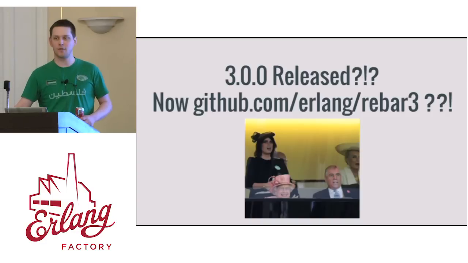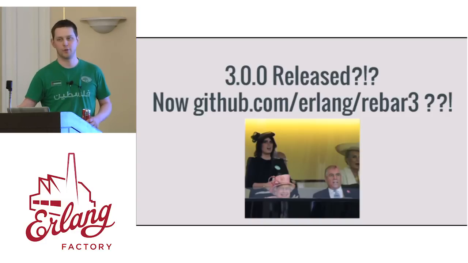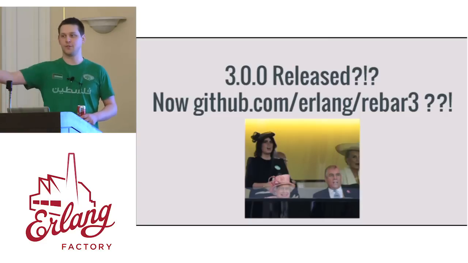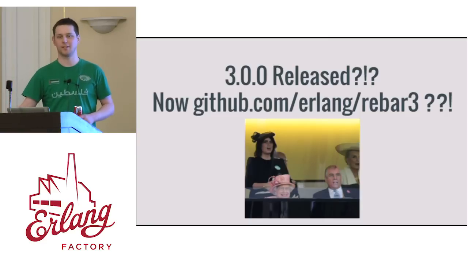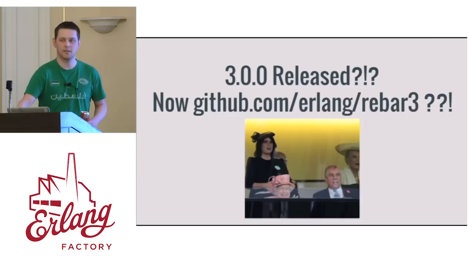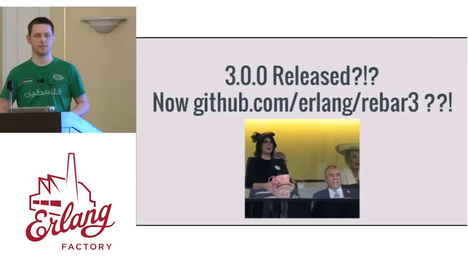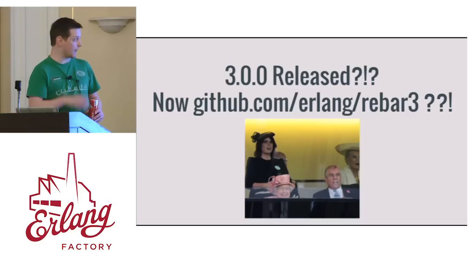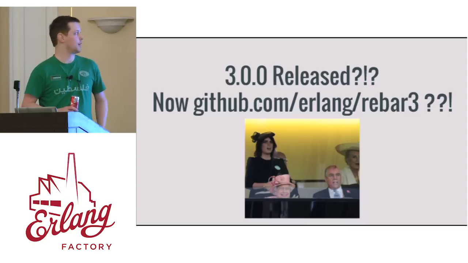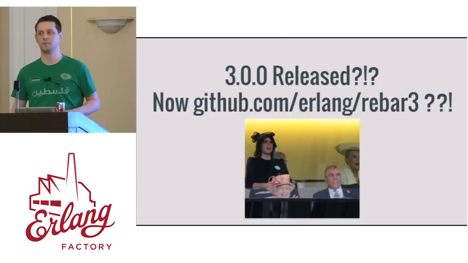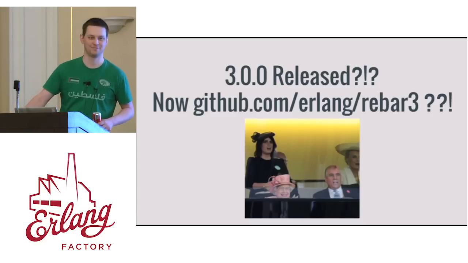So we just had our first stable release yesterday, 3.0, and that means, of course, there's still bugs, but we're planning for future backwards compatibility, so you won't experience completely different behavior between versions like if you've been using the alphas and the betas. And we've moved to the Erlang OTP organization on GitHub. Woo!